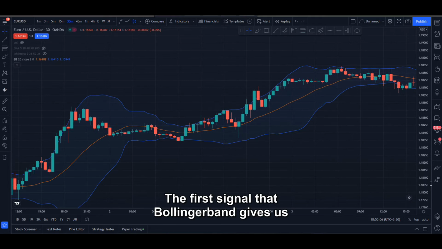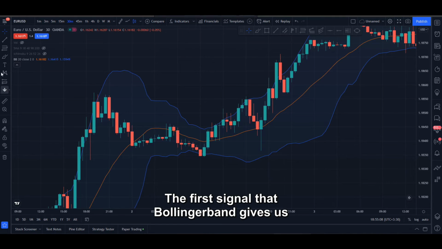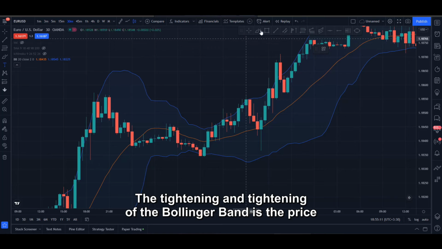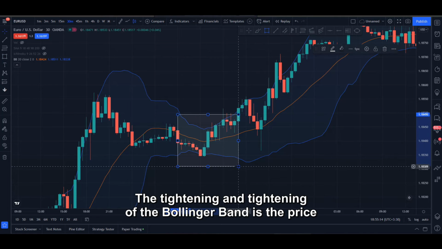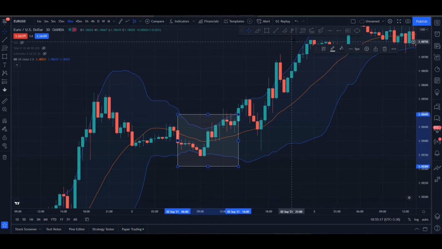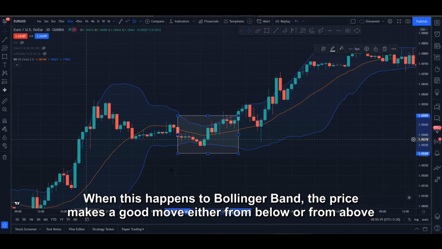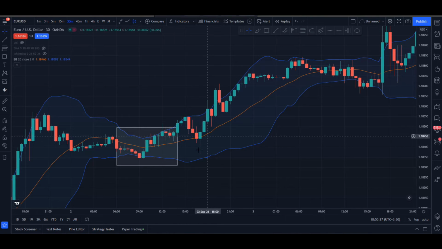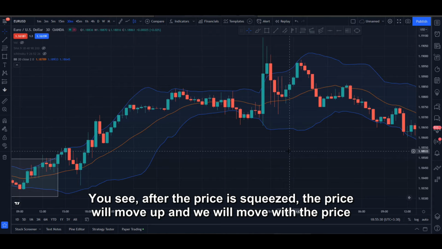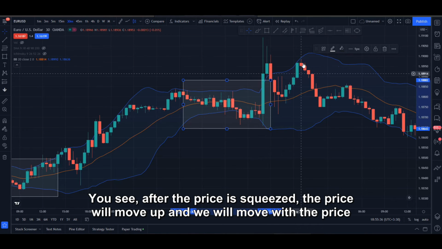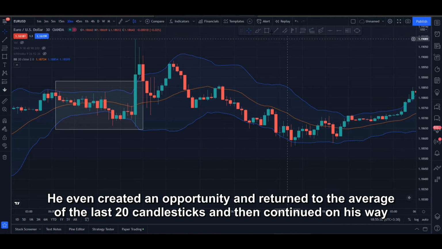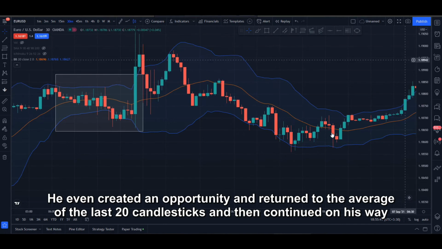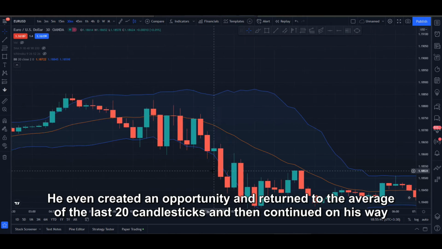The first signal that Bollinger Band gives us is the tightening and squeezing of the Bollinger Band. When this happens to Bollinger Band, the price makes a good move either from below or from above. You see, after the price is squeezed, the price will move up and we will move with the price. It even created an opportunity and returned to the average of the last 20 candlesticks and then continued on its way.